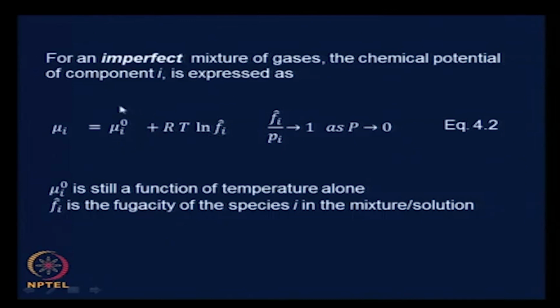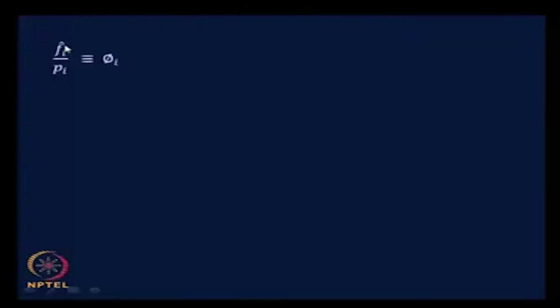Here mu_i naught is still a function of temperature alone, and let me repeat this, it will become a little clearer. f_i hat is the fugacity of the species i in the mixture or the solution, which may not be the same as the fugacity of the pure component when it exists separately. f_i hat by the partial pressure is defined as the fugacity coefficient phi_i of that component.